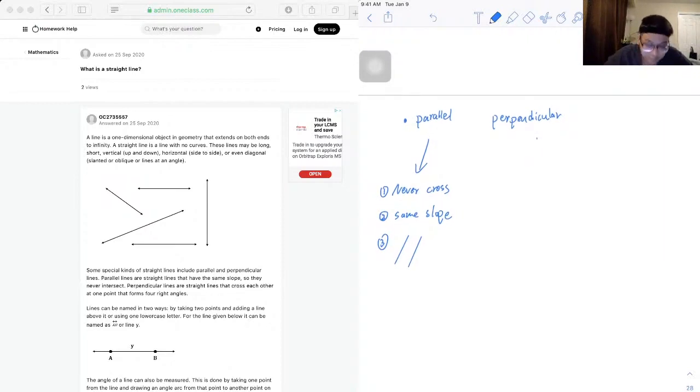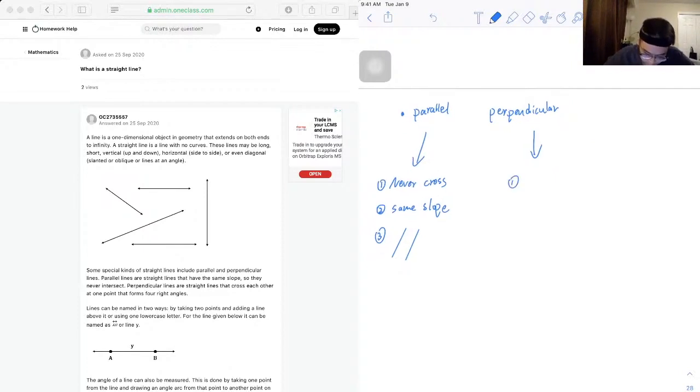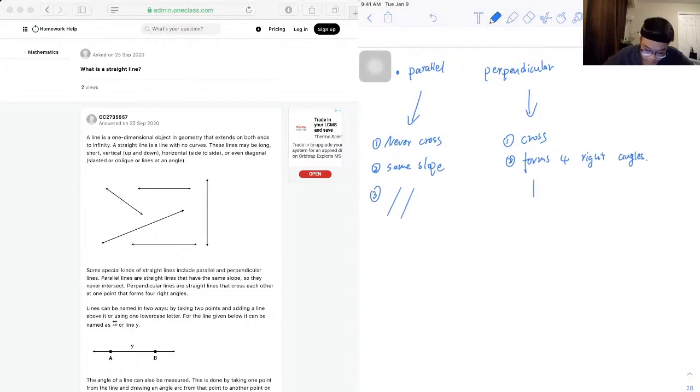And for perpendicular, these are straight lines that cross each other at one point and form 4 right angles. So examples could be something like this. As you can see here, it forms 4 right angles, which are 90 degrees each.